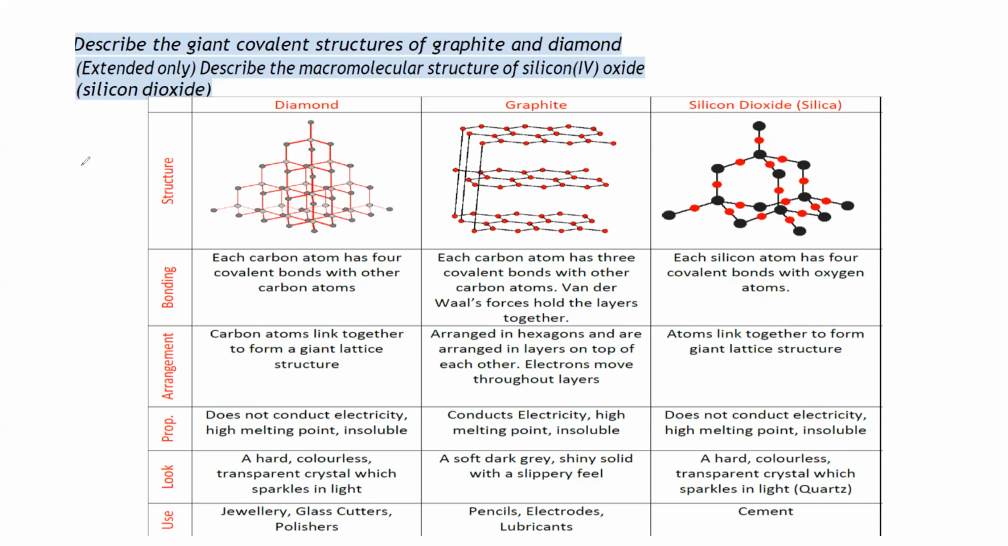So it is a very important table and you have to actually memorize and learn it, so that you will not lose any marks for the questions related to diamond, graphite or silicon dioxide.